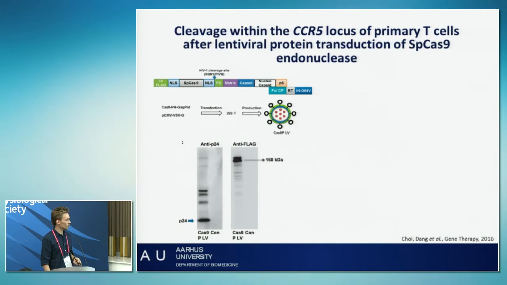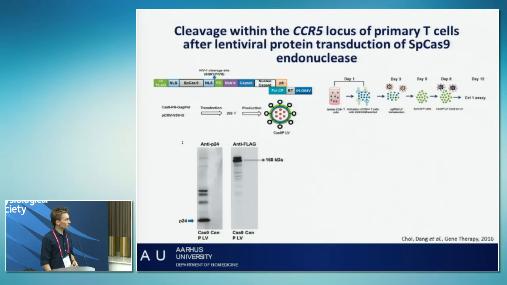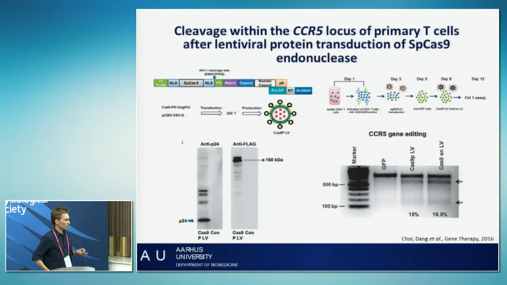Nevertheless, in collaboration with a group from Texas, we fused the larger SpCas9 to the N-terminus of the GAG polypeptides and packaged lentiviral particles with our new fusion construct. When we did a Western blot on the particles, we saw this nice fat band here corresponding to our Cas9 protein. So this was also being effectively packaged and released inside our lentiviral particles. We tested this on primary T cells, and when we did delivery by lentiviral protein transduction, we got indel rates of around 15%.